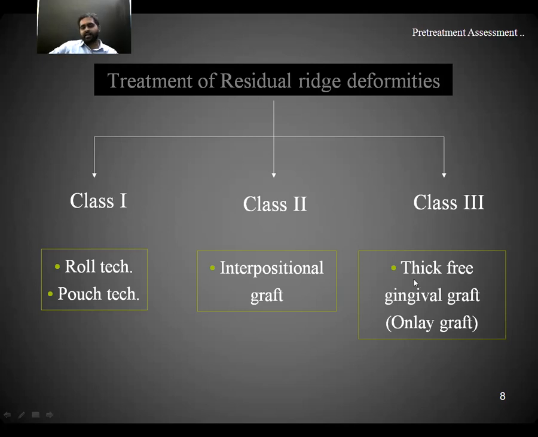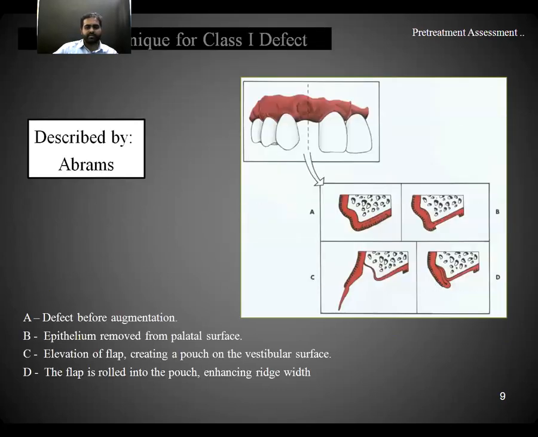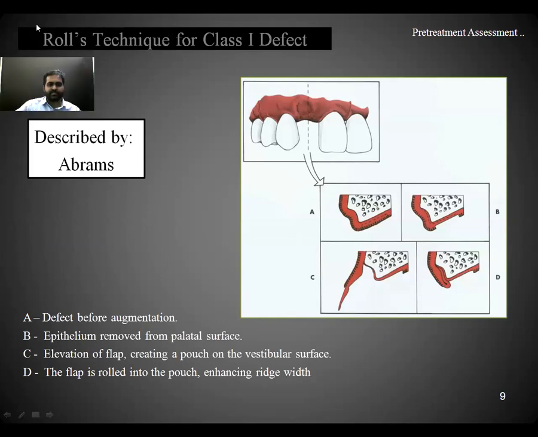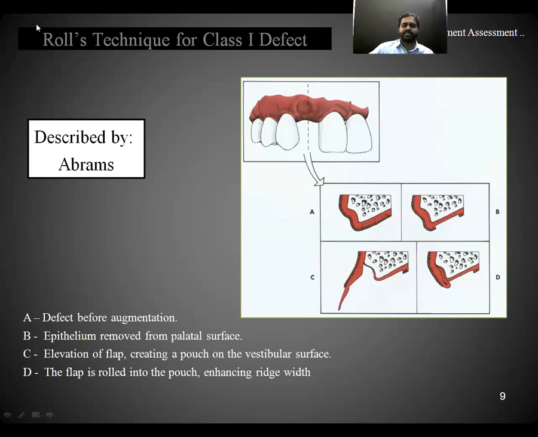Now we have class 3. In class 3, we have to increase the thickness and the height also. So for that, we can give a bone graft and also a gingival graft, which is very important for the deformity cases. So we have the roll technique for class 1. We will discuss it one by one. Okay, so this is given in the class.